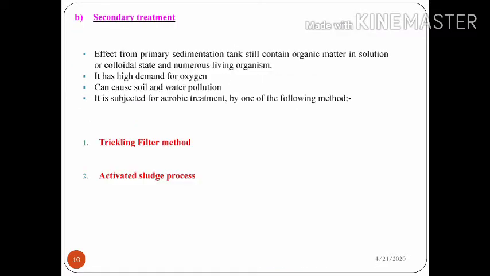Now the secondary treatment. Effluent from the primary sedimentation tank still contains a proportion of organic material in solution or in colloidal form and numerous living organisms. It has a high demand for oxygen and can cause pollution of soil and water, so it is subjected to further treatment, that is aerobic oxidation, by one of the following methods: the trickling filter method or the activated sludge process. Next slide.